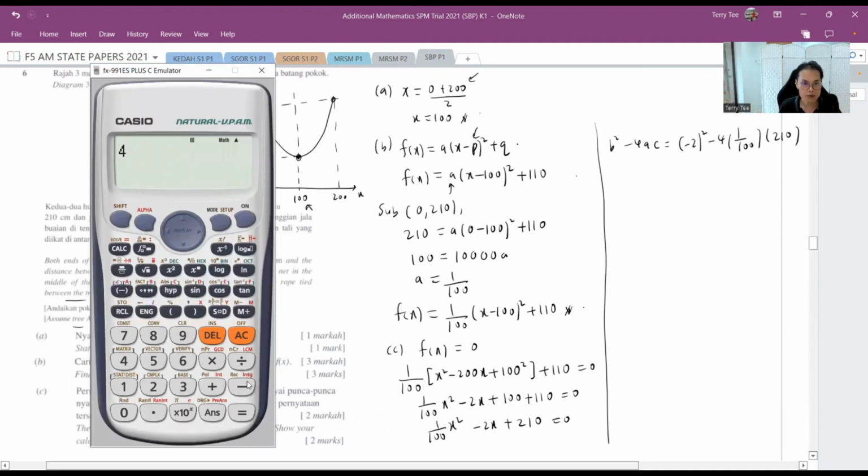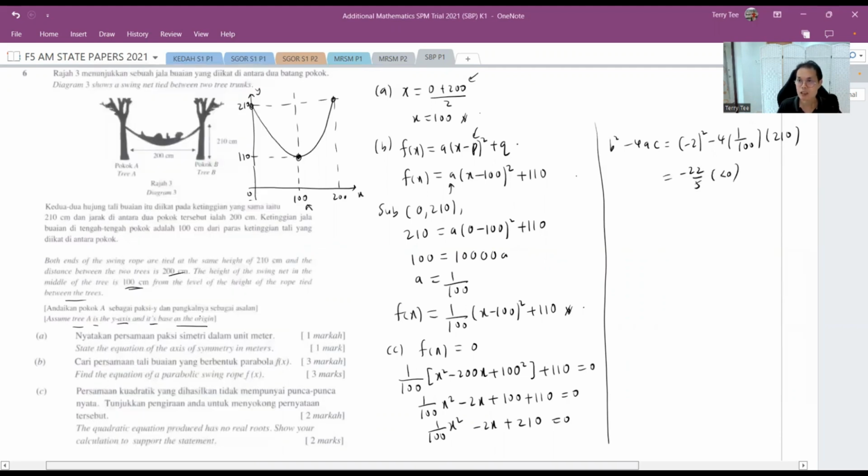Let's use our calculator. Minus 2 square is 4, minus 4ac. My a is 1 over 100. My c is 210. There you go. I got negative 2205. So this is less than 0. If it's less than 0, what does that mean? Meaning there is no real root for this equation. Because the question asks us to show your calculation to support your statement, we do b squared minus 4ac, show that it's less than 0, and we conclude that there is no real root to this equation.